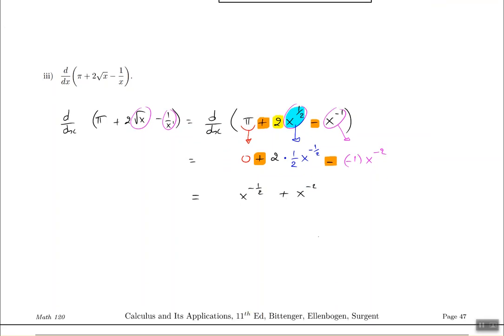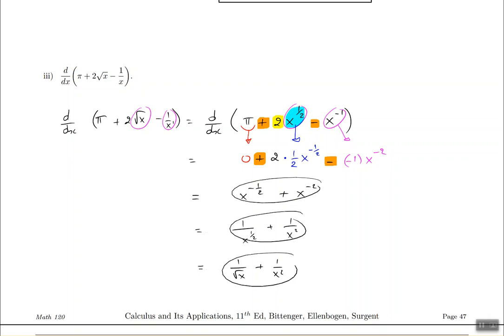That is the answer, but you can go one step beyond and write it as 1 over x to the 1/2 plus 1 over x squared. So make it positive exponents. And if you prefer radicals, you can always go 1 over square root of x plus 1 over x squared. So which one should you pick? This one or that one? Really, it does not matter. Just pick one of the three and write it down.